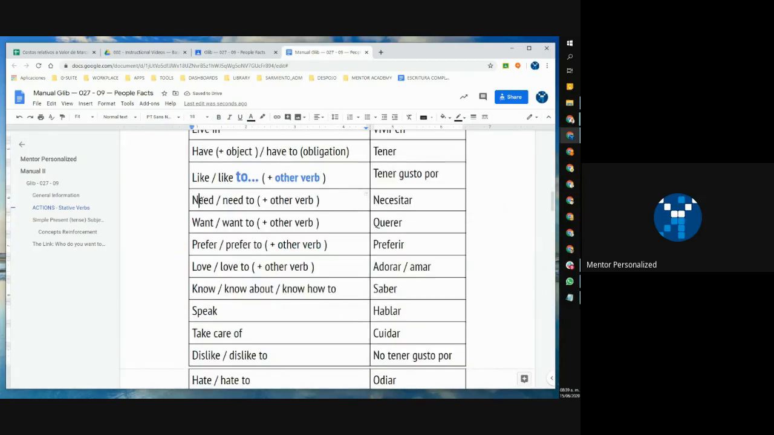Very good. Need to. Repeat. Need to. Can you give me an example with need? I need a car. Very good. Then want to. Repeat. Want to. Can you give me an example with want to? I want to swim. Yes, the other verb is in simple form, okay? Not ing, not past, simple form, okay?